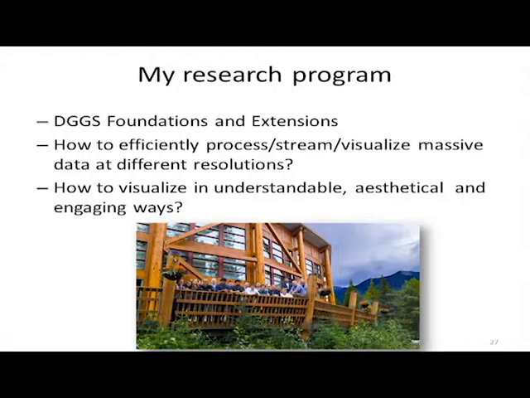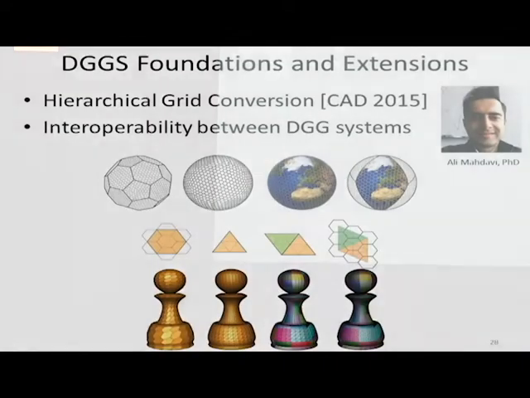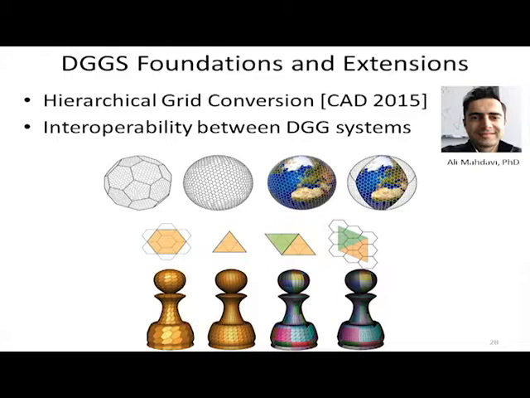But because I have a large team of graduate students, I thought maybe it's good to give a couple of examples of other streams too. For example, in the context of DGGS foundation and extensions, one of the current challenges between different grid systems is that you may have a different cell structure and a different hierarchy. Now how do you interoperate between these? In time, they are going to collect a lot of data, each of which is associated with that particular grid system. How do you communicate and interoperate between these grid systems? One way to address that we call hierarchical grid conversion.